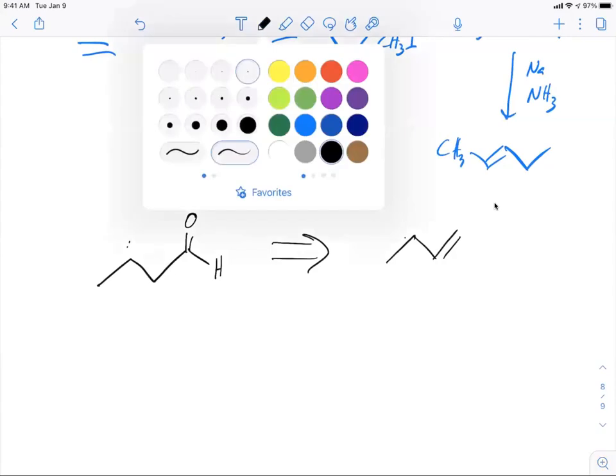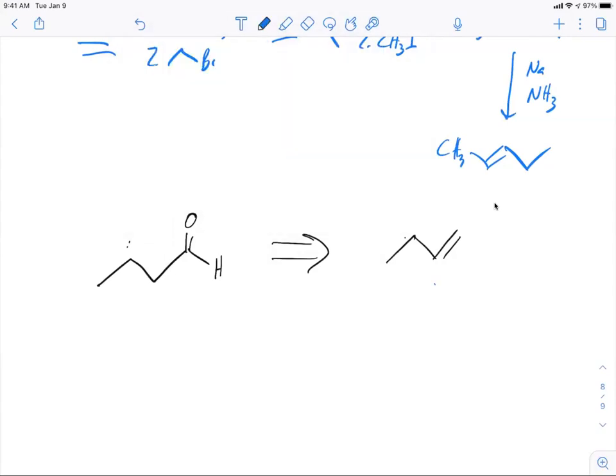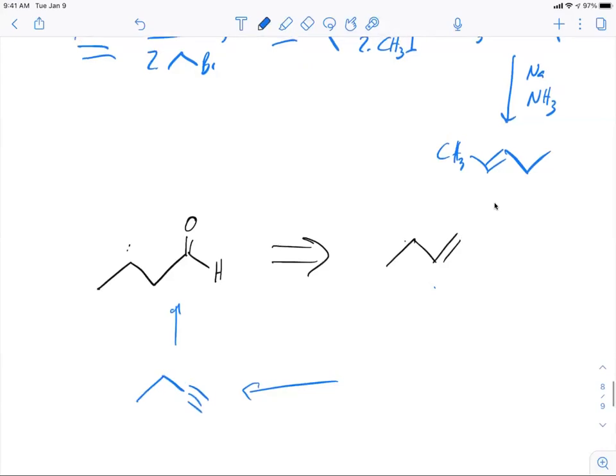So the question actually points out something that we need to know. To get to this, the only way I know how to do that right now is from this species, right? And so therefore I need to think about how do I get from here to there? I could get there by going through a dibromide, right? So to do this, I need to convert my alkene to an alkyne so that I can do the terminal hydroboration oxidation to get the aldehyde.